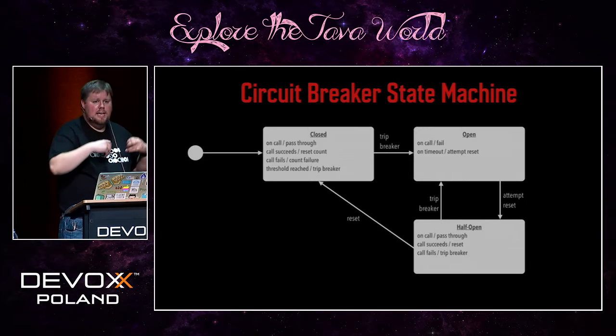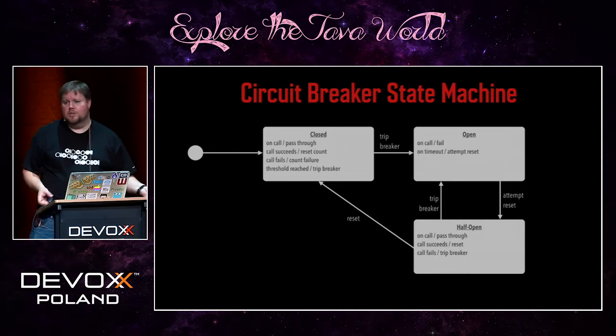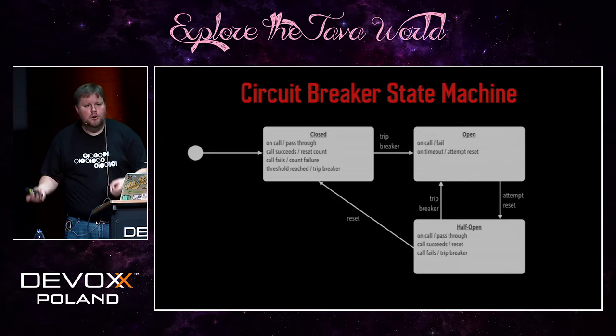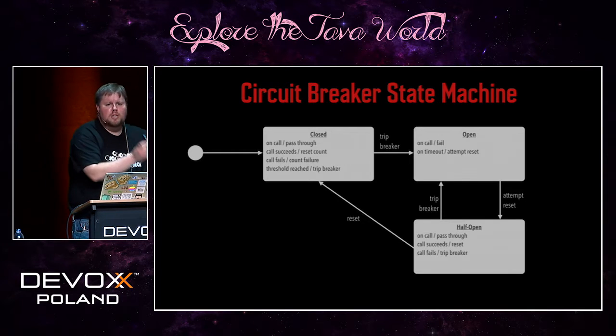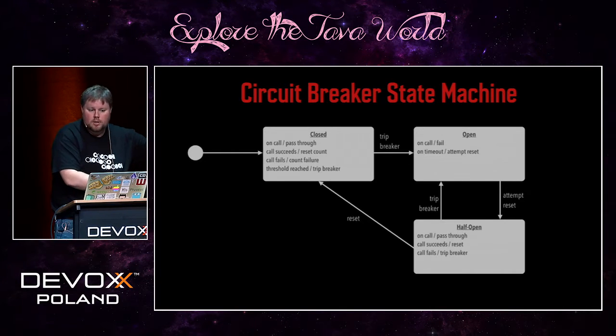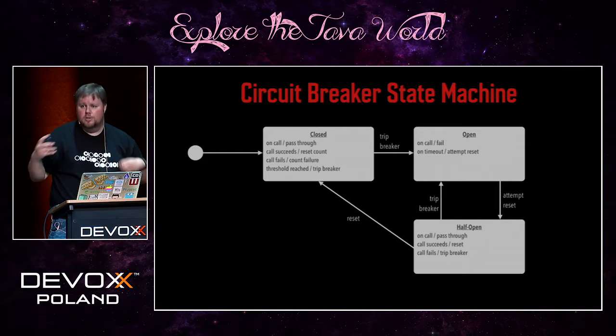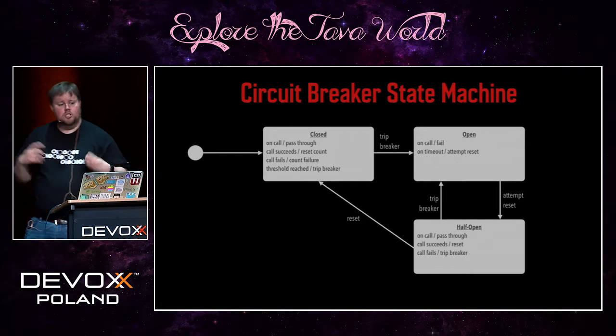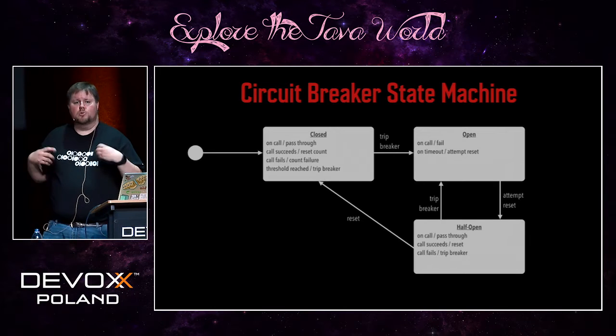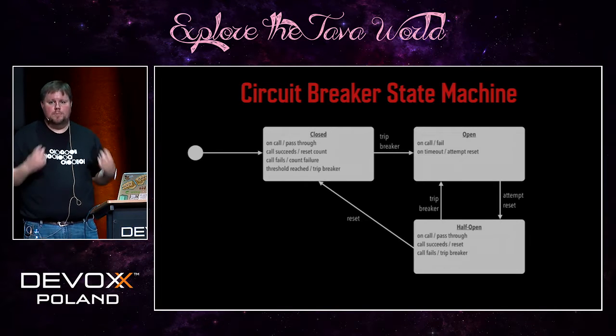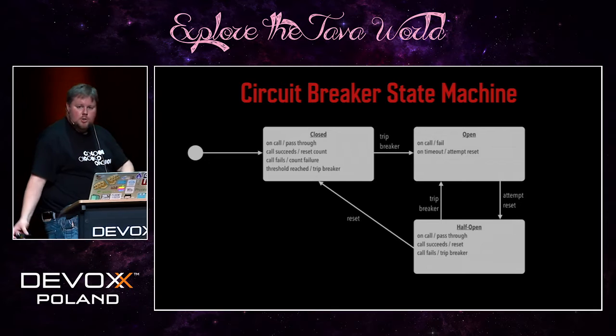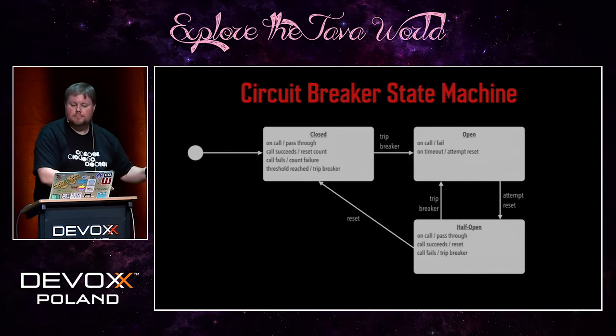As soon as we start to hit failures, and failures could mean an exception is thrown, or that the code takes too long to execute and we have some sort of timeout, we count all those things as failures. When we reach a certain threshold of failures and a certain threshold of time, we're going to trip the breaker, and that's going to trigger a state transition into the open state.